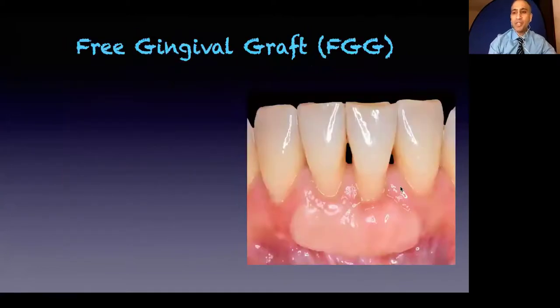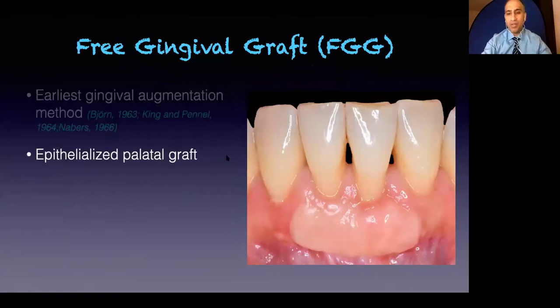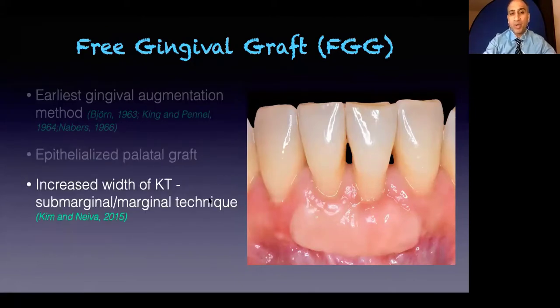So let's talk about the free gingival graft. This was one of the earliest methods of gingival augmentation, talked about by Bjorn and King and Pennell in the early 60s. It involves taking an epithelialized graft from the palate and transplanting it in the area where the gum is deficient. And its primary use was for increasing the width of keratinized tissue, either submarginally or at the gingival margin.